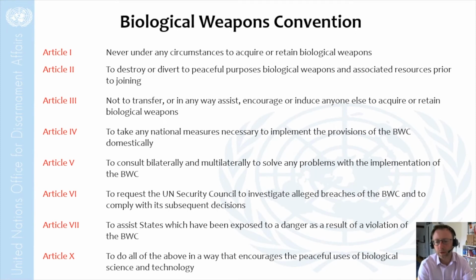As I mentioned, the convention has a comprehensive scope. This is a selection, not all 15 of the articles, but a selection of the primary articles of the convention, ranging from Article 1, which sets out the scope and the prohibitions of the convention, through to the other articles that cover various issues relating to transfer, to national implementation, consultation, investigation, assistance, and also not hampering the peaceful uses of biology under Article 10 down there at the bottom of this slide.